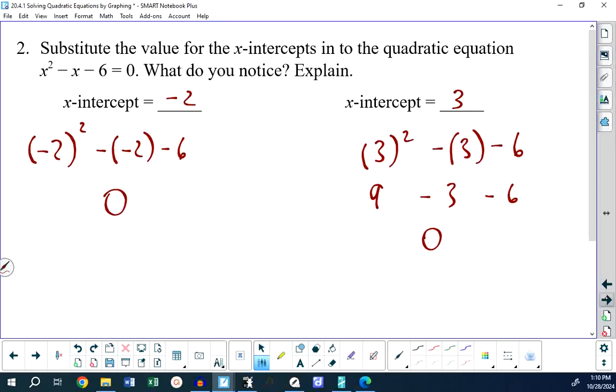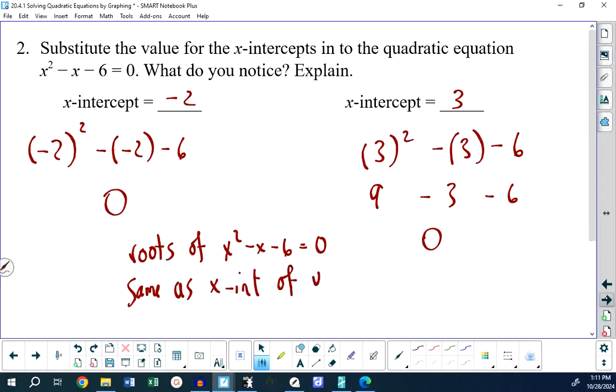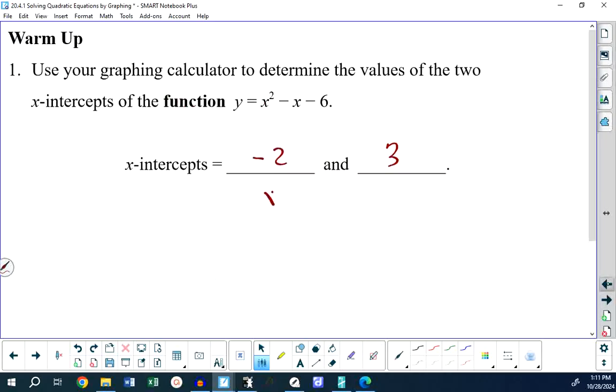Well, the roots of x squared minus x minus 6 equals 0 are the same as the x-intercepts of y equals x squared minus x minus 6. That's what we notice. We notice that the roots of the equation and the x-intercepts or zeros of the function are the same number. So these are called solutions or roots, and they refer to something to do with an equation. So the roots or solutions to the equation are the same as the x-intercepts or zeros of the corresponding function.